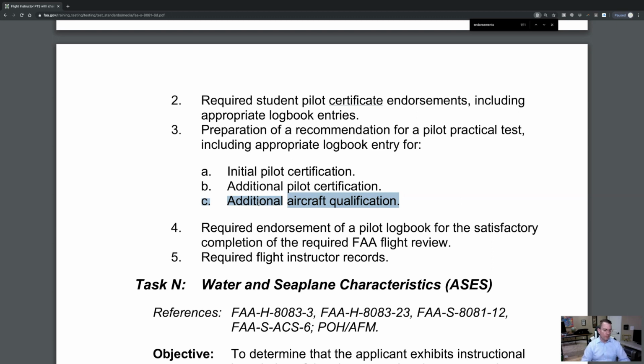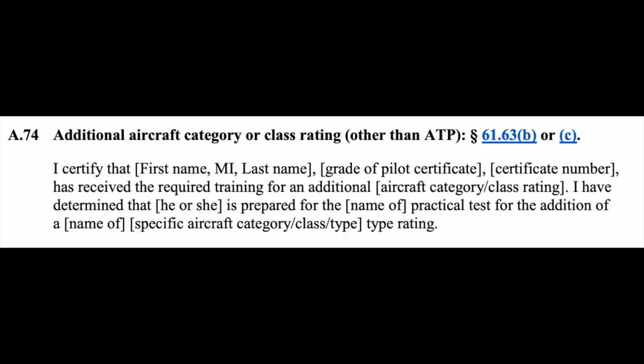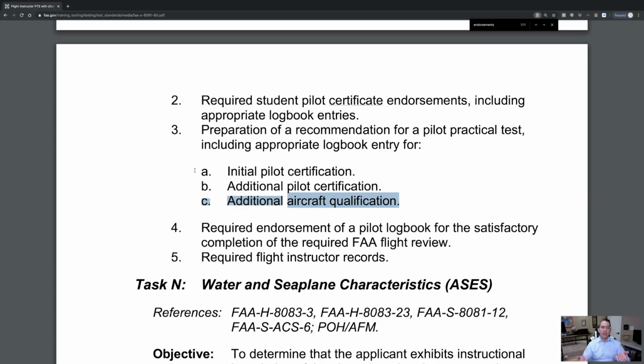But in this particular one, all we're simply going to do is go to the advisory circular, and we're going to turn all the way to the back, to this Alpha number here, and you can see this is the appropriate endorsement to give for an additional aircraft qualification. You can see here in the header, it doesn't matter whether it's an additional category or additional class. It's the same endorsement for each. And of course, because it's a practical test, you need to give the Alpha 1, and you need to give the additional aircraft qualification endorsement here, which is your Alpha 74.